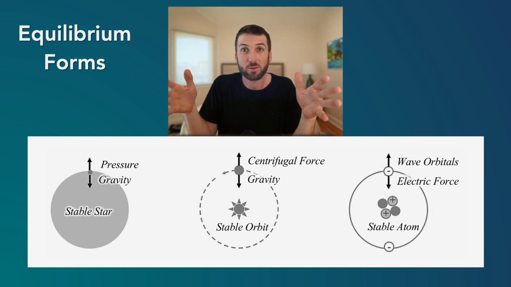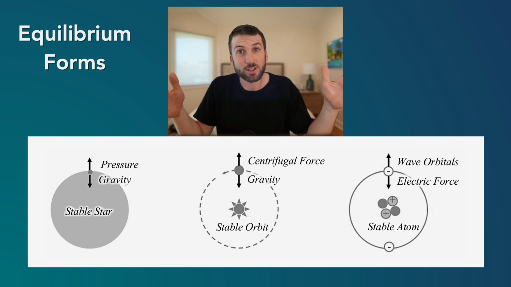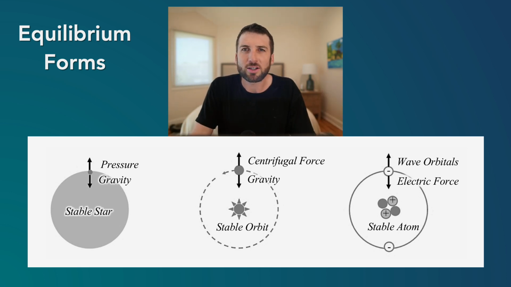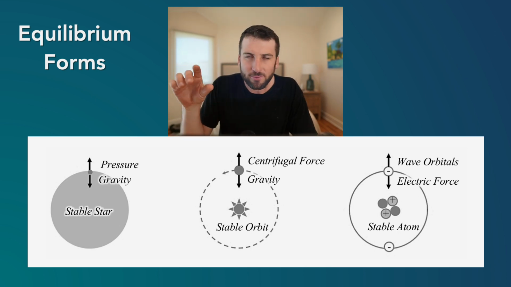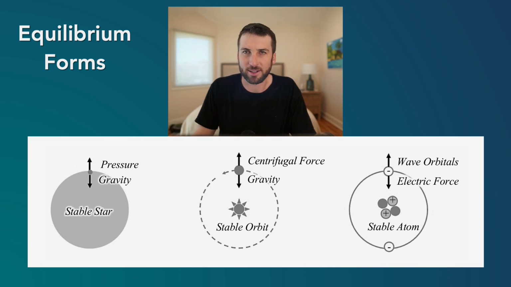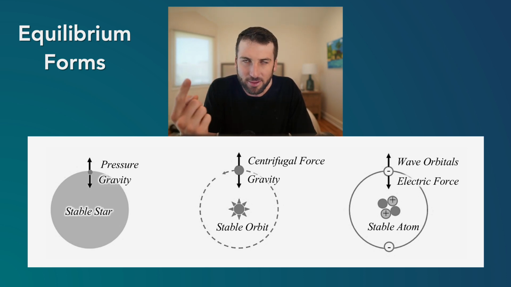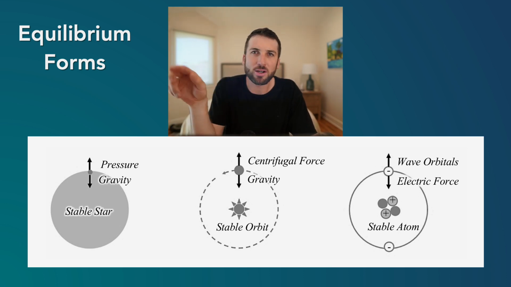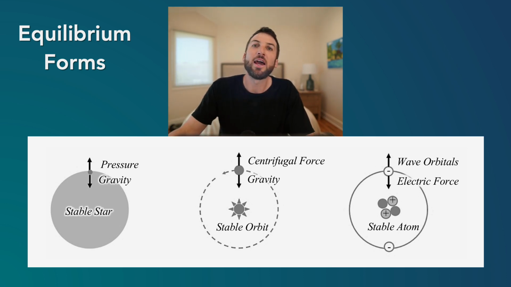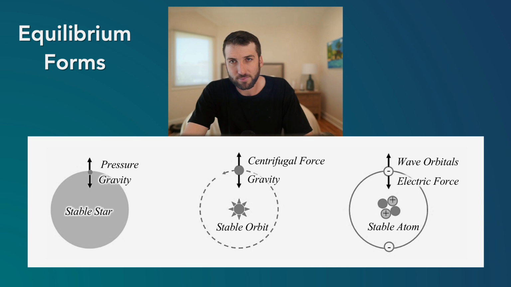If there's more gravity, it would get smaller. If there's more pressure, it would get bigger. This can also be thought about in terms of a planetary system. There's just enough centrifugal force to counter the gravity. That's how it stays in a stable orbit. If there's less centrifugal force, it would spiral into the center. If there's more centrifugal force, this is a hypothetical force associated with spinning, it would fly out.